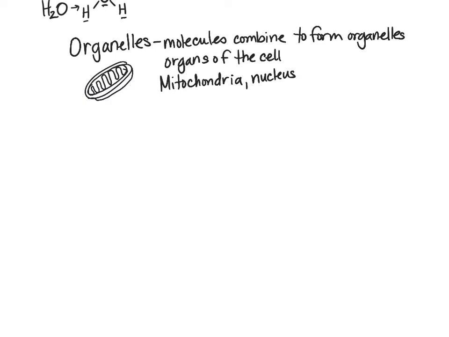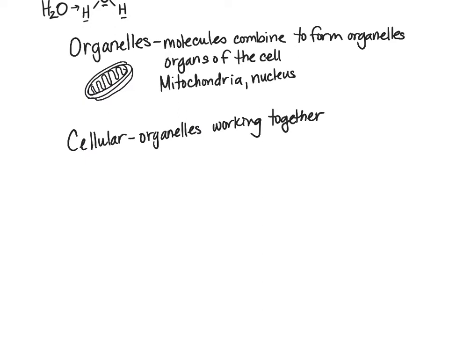When we put those organelles together, when those organelles are working together next to each other, then we get to our cellular level, or our cell level. This is where we have our organelles working together. Again, we're building here from the last level. We're combining the organelles now. And our cellular level, or our cells, are our most basic unit of life.